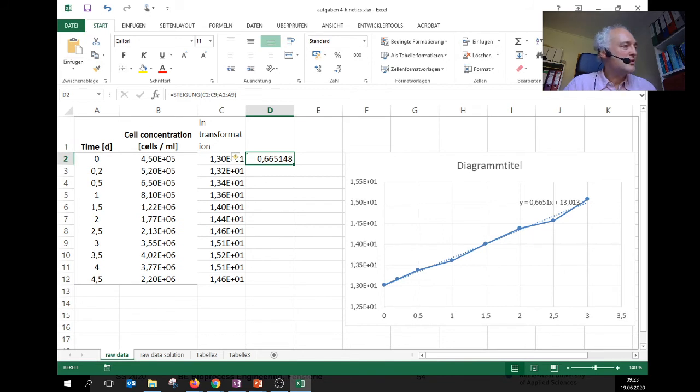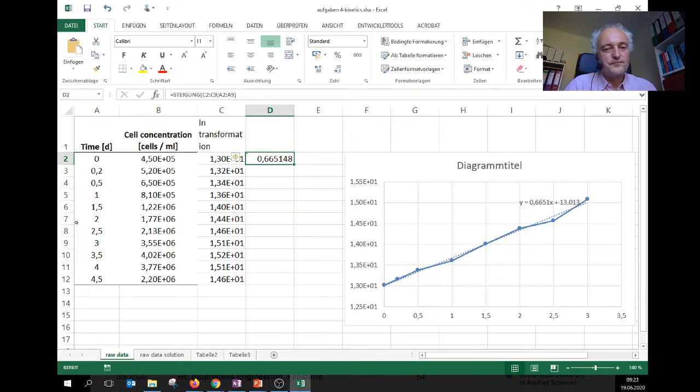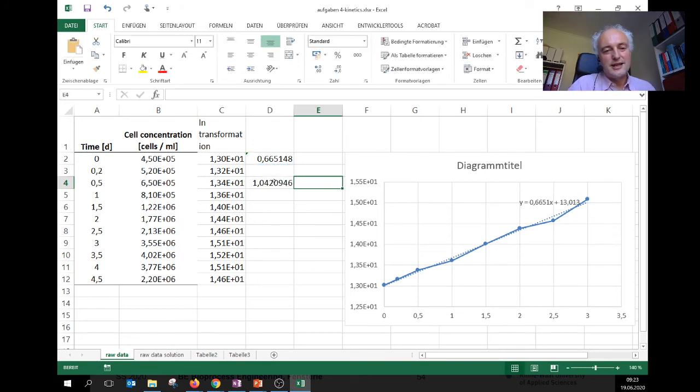And what was the question again? What is the culture doubling time? Well, the culture doubling time is then just ln2 divided by the specific growth rate. So you see, if you do that in Excel, things are getting quick. So it's around about 1 day, the doubling time.